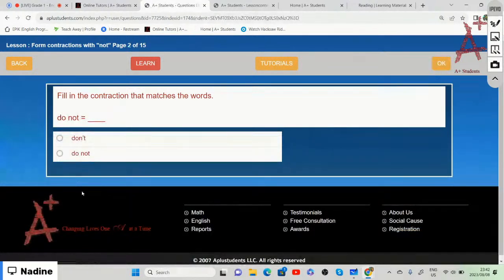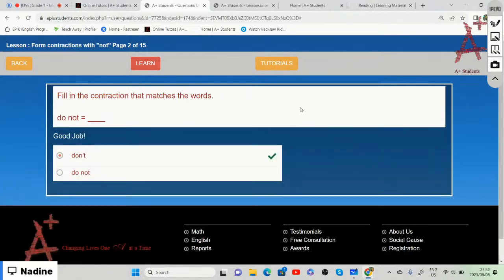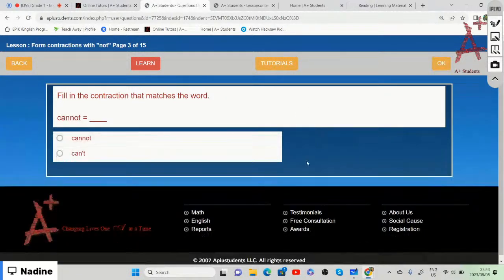Do not. We need to find the contraction of the words do not. And the contraction, or the short form, of the words do not, is it don't or is it do not? Which means that we will choose the first option, because we need to actually shorten the words do not and not write the full words. So don't is the correct answer, the contraction that matches those two words.